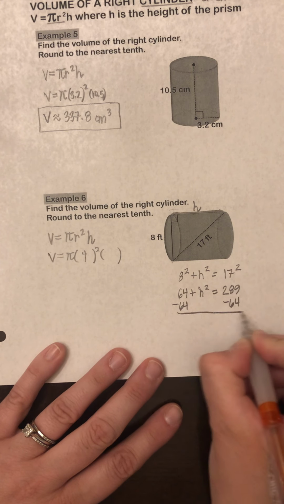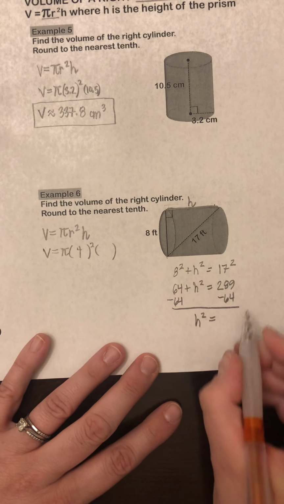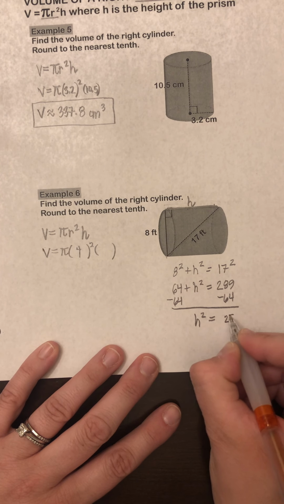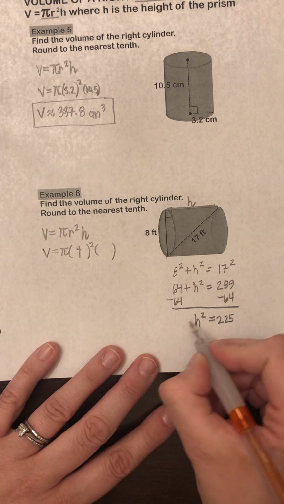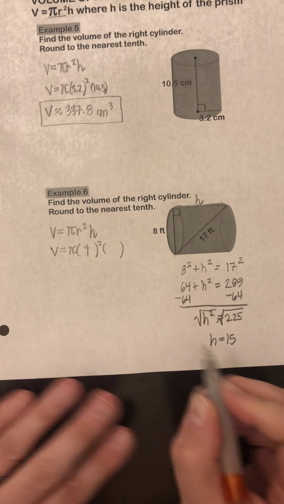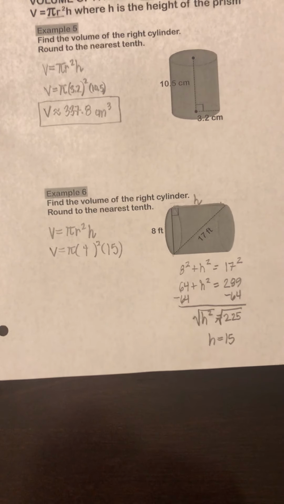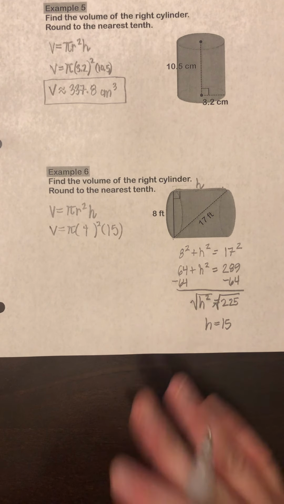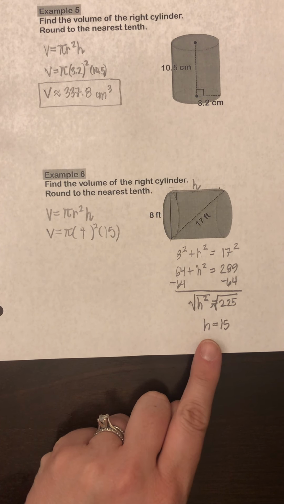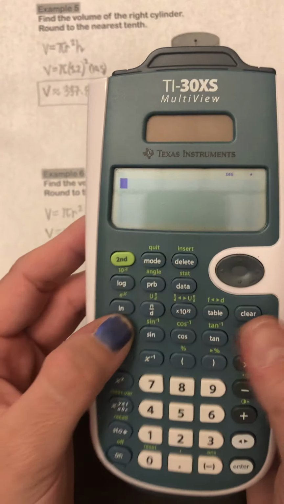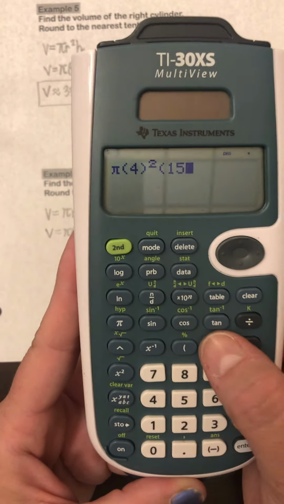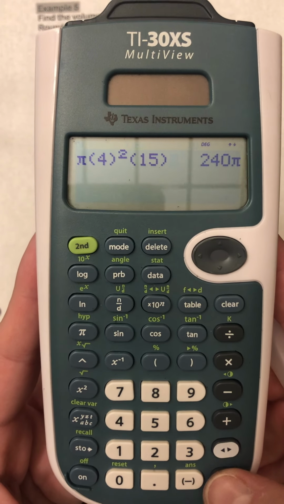So moving that 64 over, and that's going to leave us with, let's see, 225. Ooh, good news. That is a perfect square, and we now get a height of 15. All right, so they didn't give us everything we needed to plug in, but we were able to easily find what we did need, and now I'm going to use a calculator. So pi times 4 squared times 15.